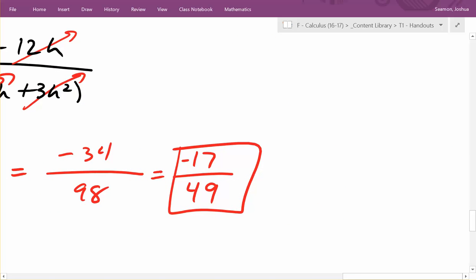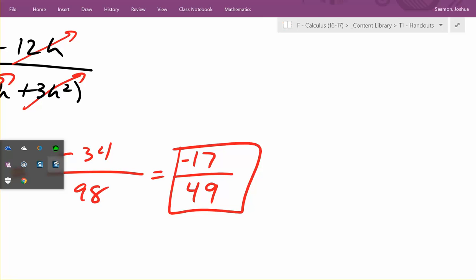Here's the thing. Just as a preview of what's to come, we had a quick way of doing polynomials. Is there going to be a quicker way of doing rational functions? Yes. Is it going to be as straightforward as the power rule differentiation? No, but it will help you.